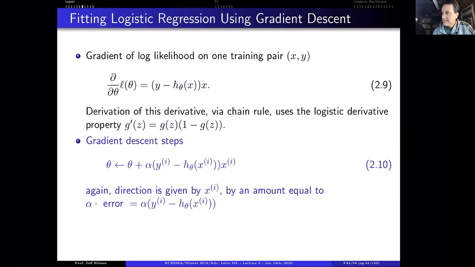So that basically gives us gradient descent steps, where the new theta is equal to the old theta plus some learning rate times the gradient. That gives us a learning procedure: it's alpha times the error, which is exactly this. And we repeat that process for all the different i's, and if we do it randomly, that gives us stochastic gradient descent.